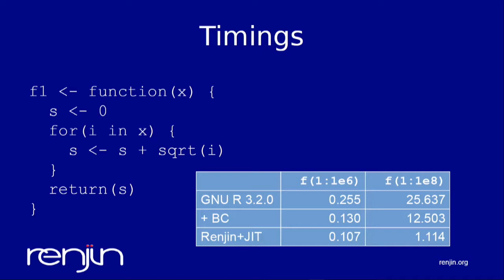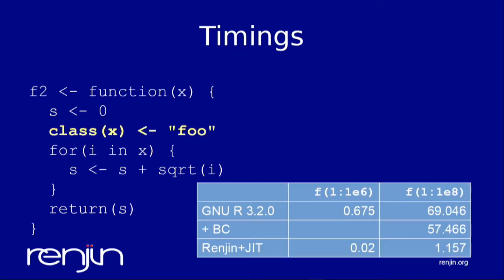Without the bytecode compiler, it's 25 seconds on GNU R. With the bytecode compiler, it does come down to 12. But with Renjin, it can see that these are all just simple integers. It can put them in registers in the processor, and you have over 25 times speedup.